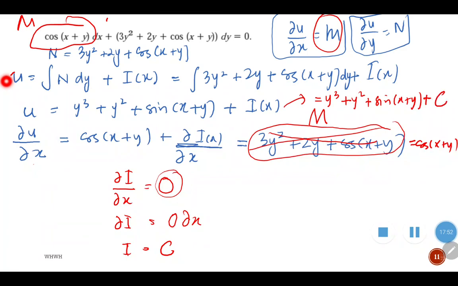Sama tak dengan jawapan kita yang tadi, yang kita guna formula integration of m dx plus I y? Sama kan? So now, hopefully everybody understand using this method. Tak adalah susah sangat pun kan? Alright, so we'll proceed in the next video for the next example.